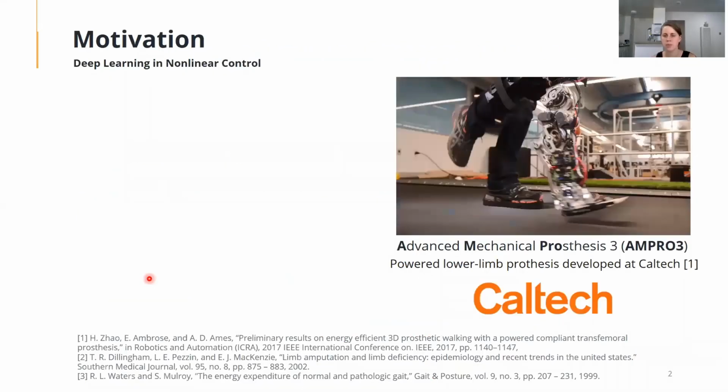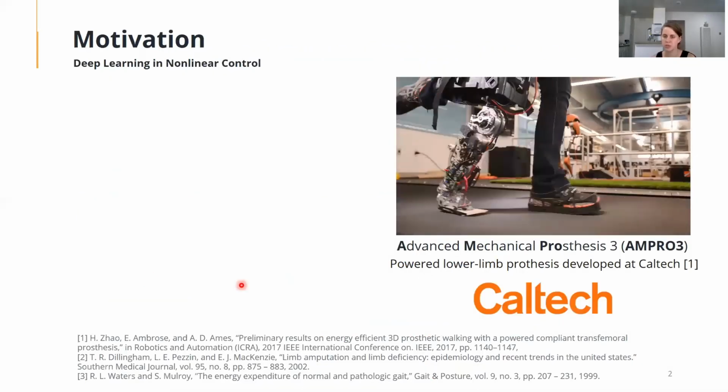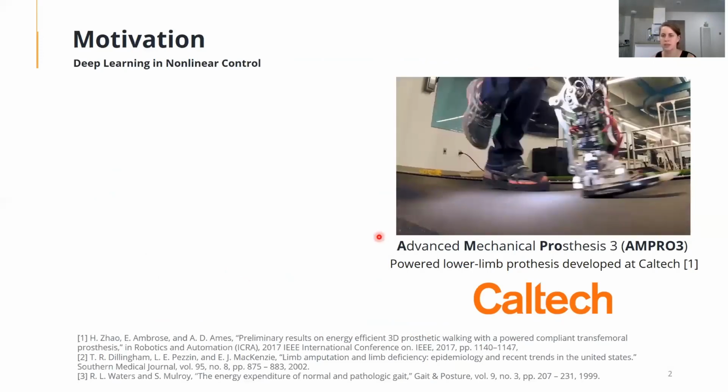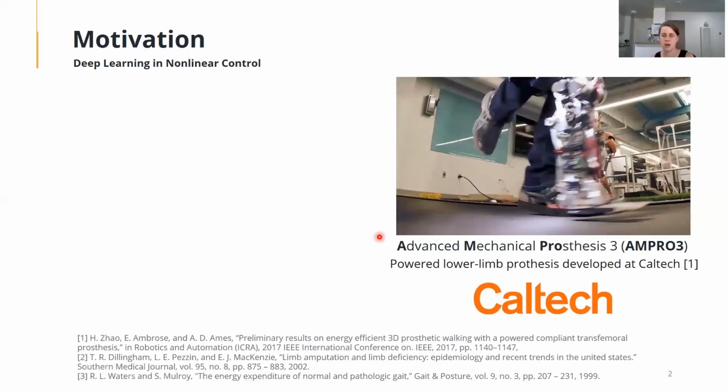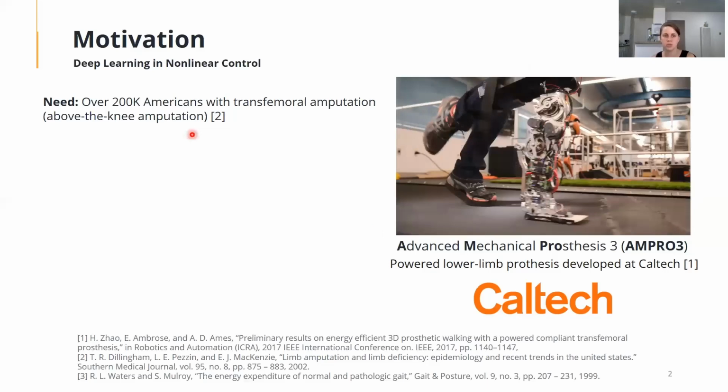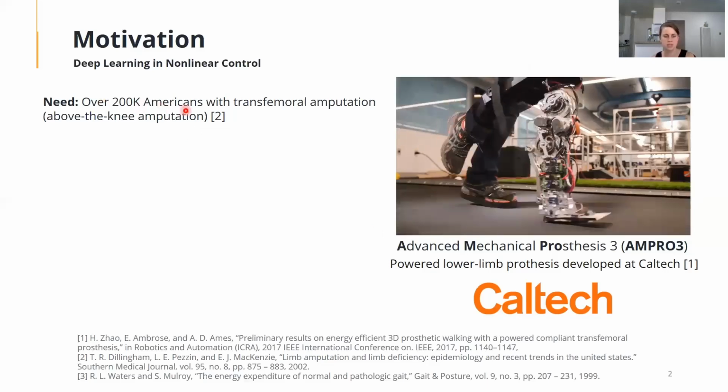To start, I will talk about why we are studying powered prostheses in general. On the right, you can see this powered prosthesis called AMPRO3 in my lab at Caltech. This is designed for someone with an above-the-knee amputation. There are currently over 200,000 Americans with this type of amputation.